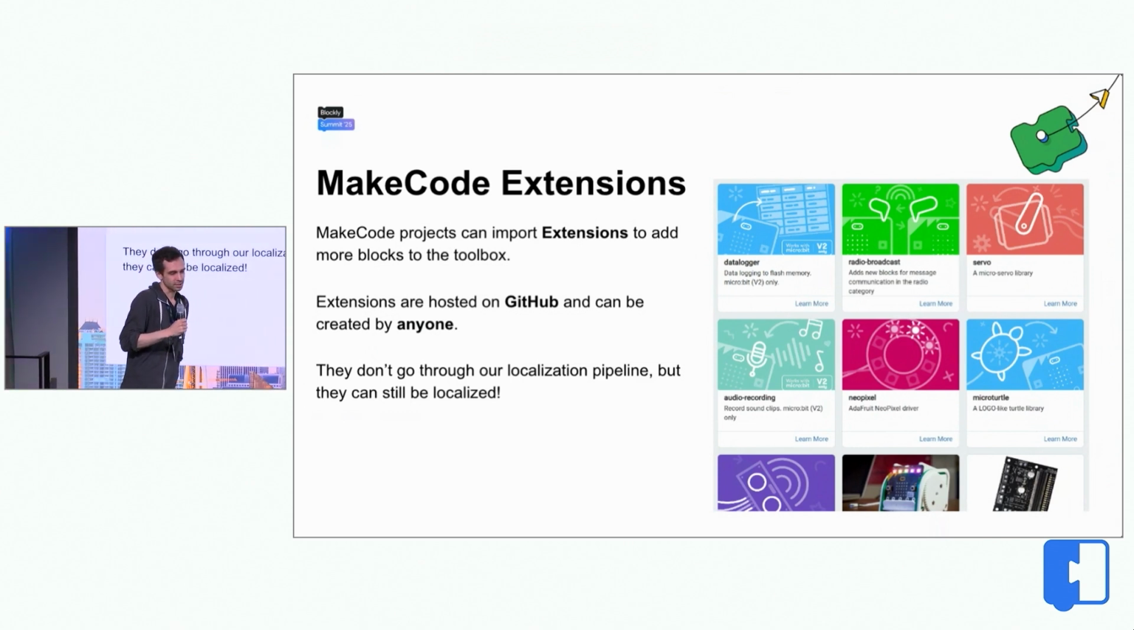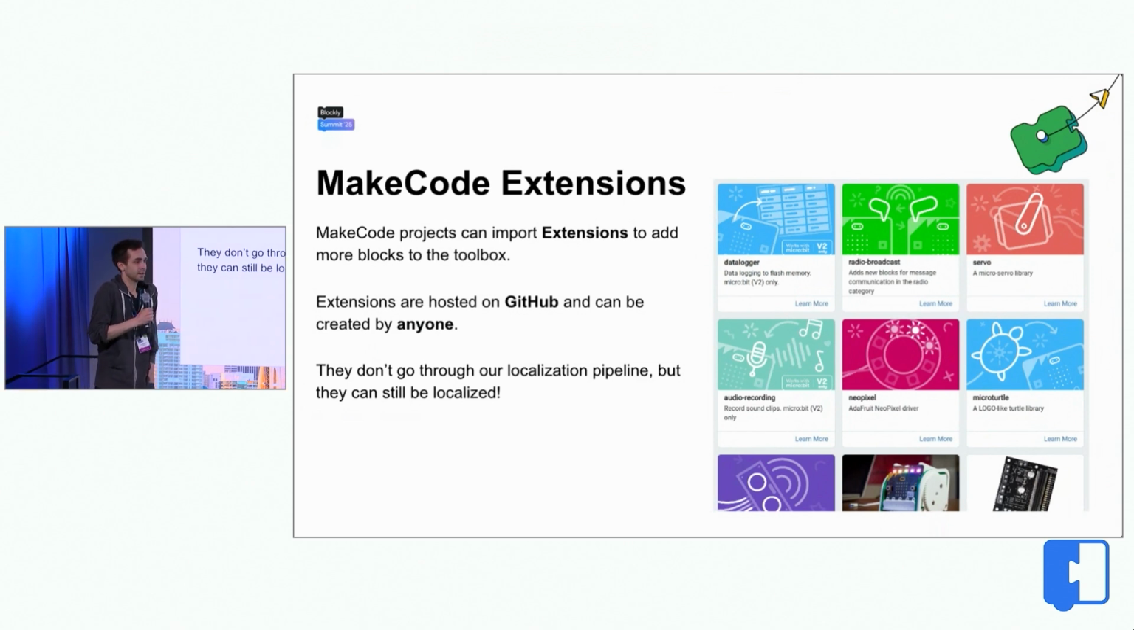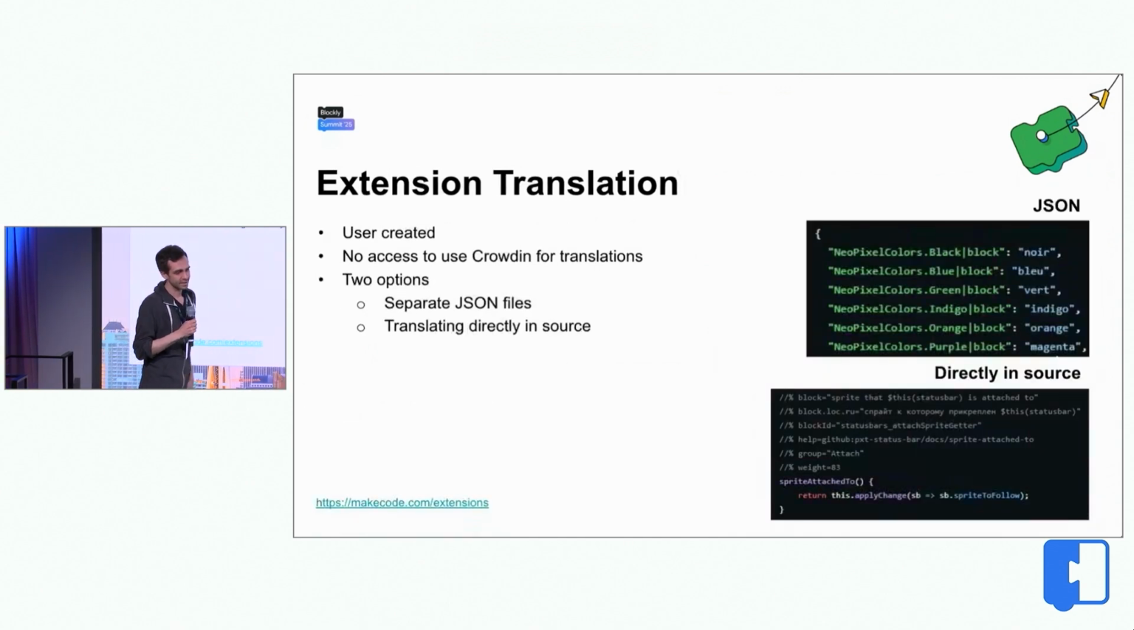MakeCode extensions are usually stored on GitHub, besides just the shared URL that you can throw away. They can be created by anyone, and they do not go through our localization pipeline. They don't go through Crowdin because they can't upload to Crowdin through our account. So we have to have something else for that.